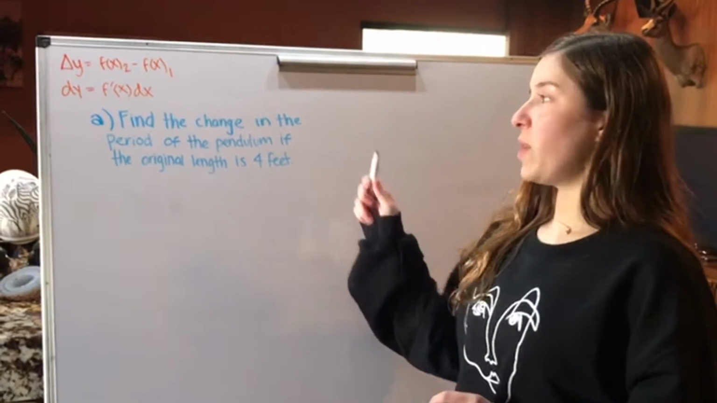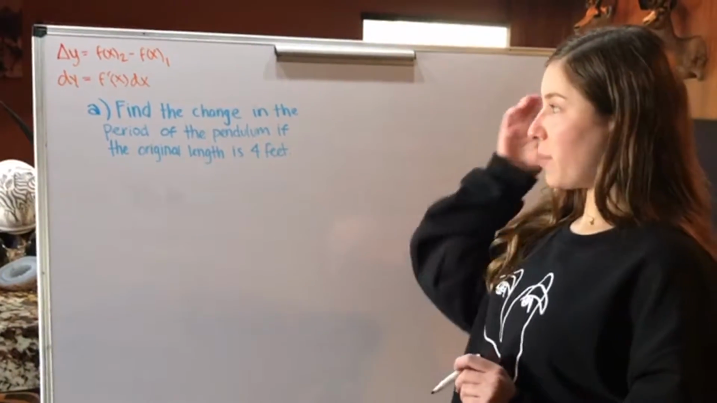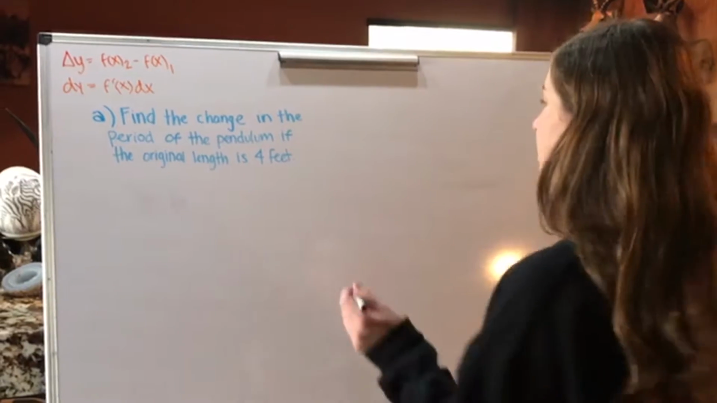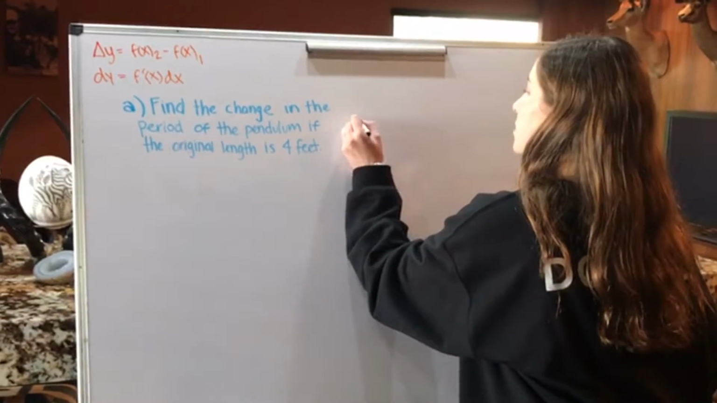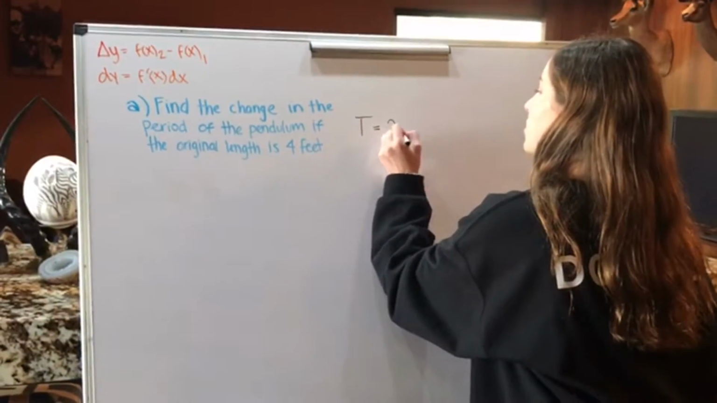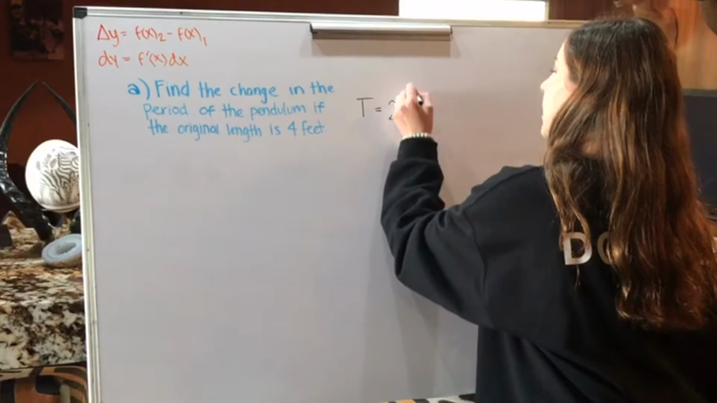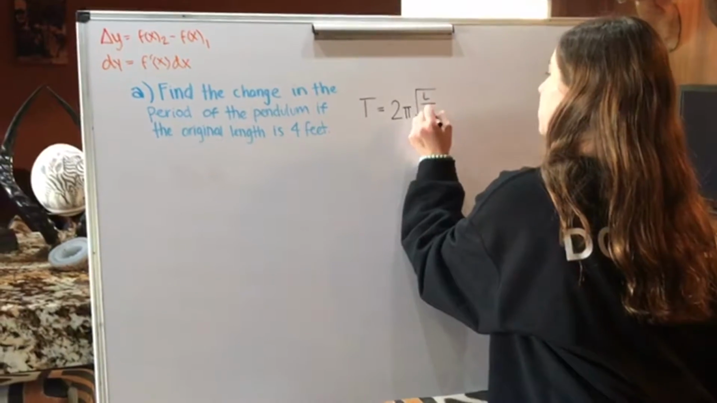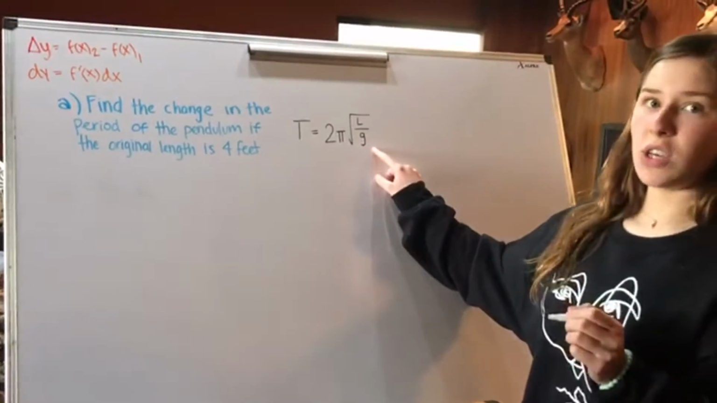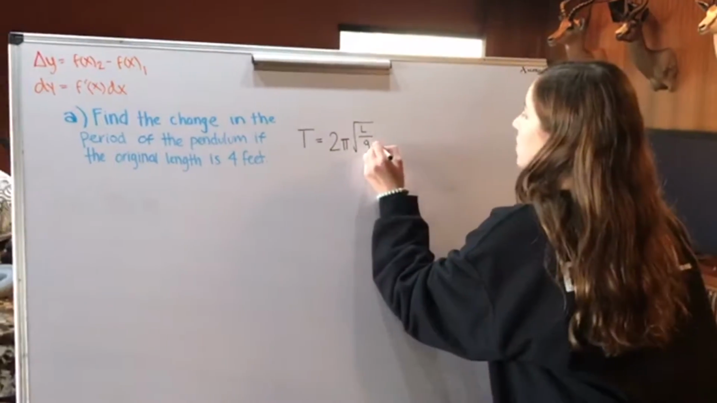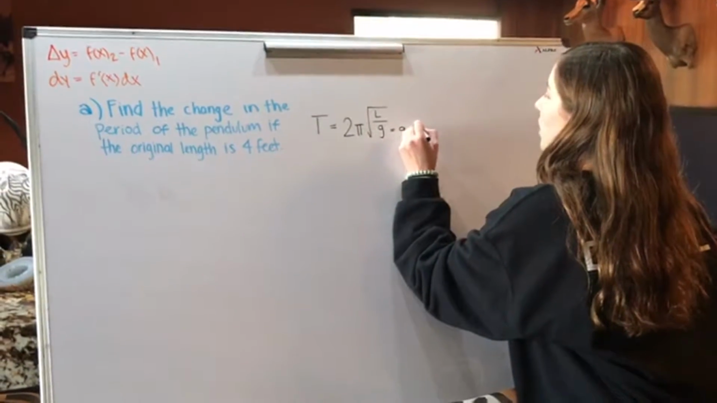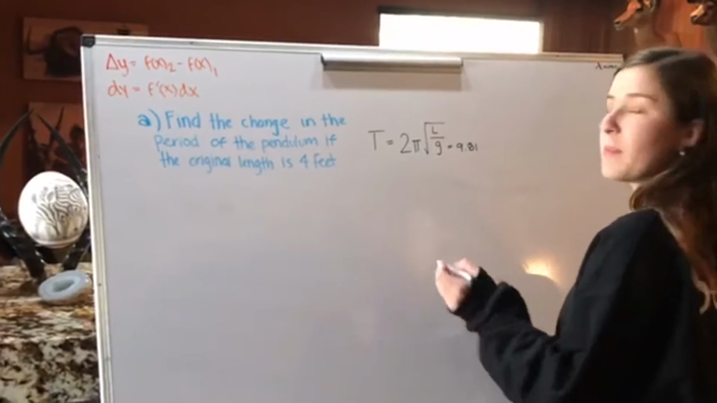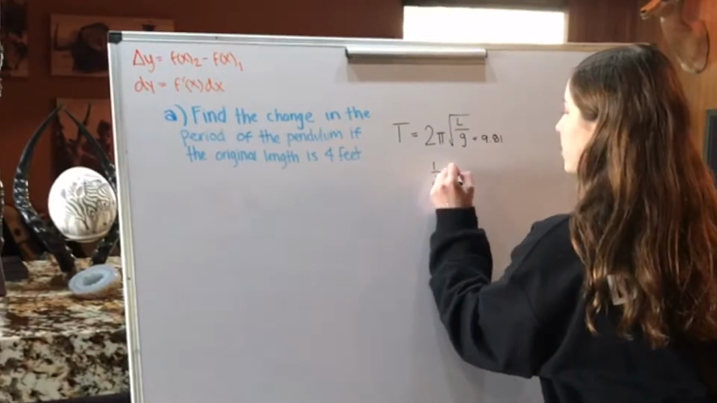In part A, we need to find the change in the period of the pendulum if the original length is 4. So the formula they give us is T equals 2 pi times the square root of L divided by g. We know that g is gravity, and gravity is 9.81.